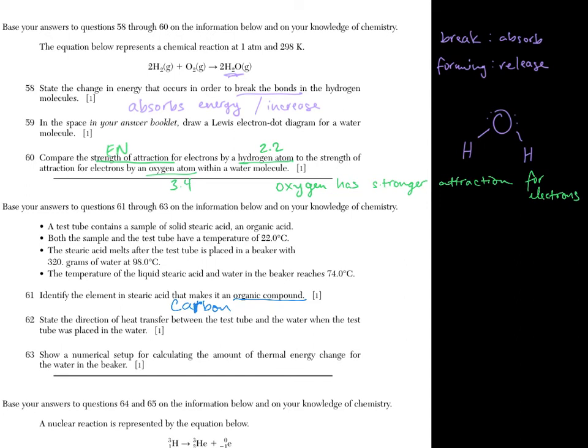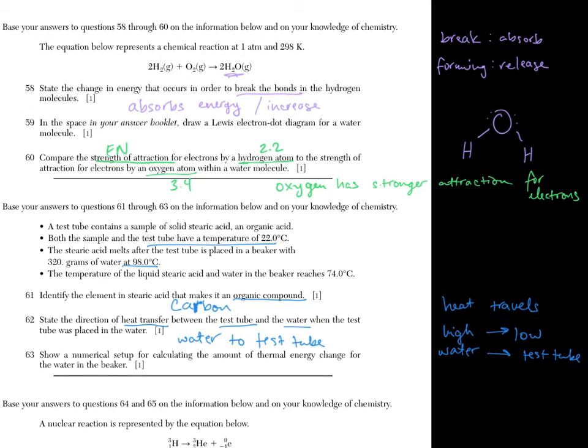Number 62, state the direction of heat transfer between the test tube and the water. Okay, so heat travels from high to low in terms of temperature. So the test tube has 22, the water is 98. So in this case the water is high and the test tube is low. So it's going to go from water to test tube.